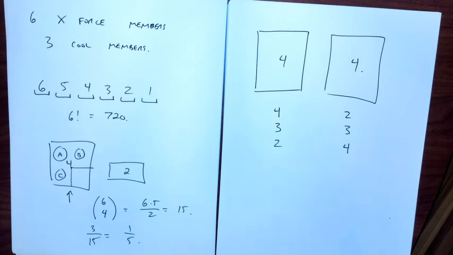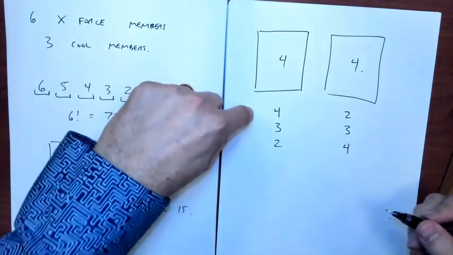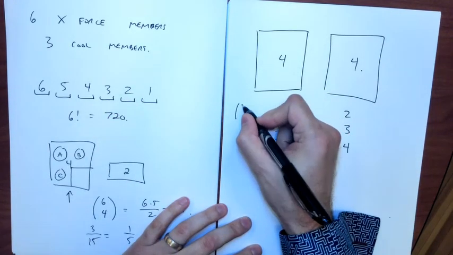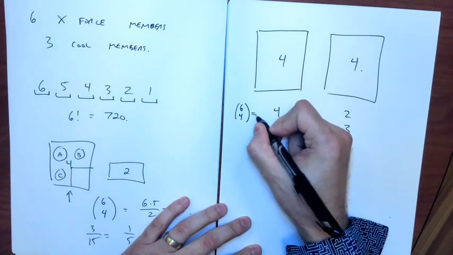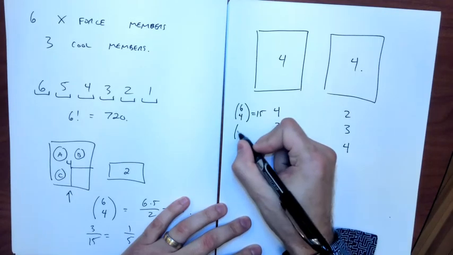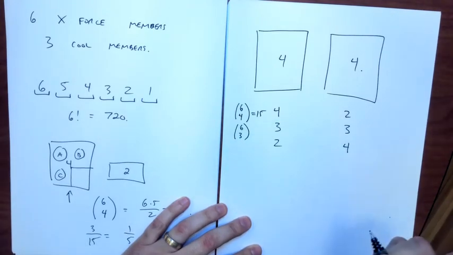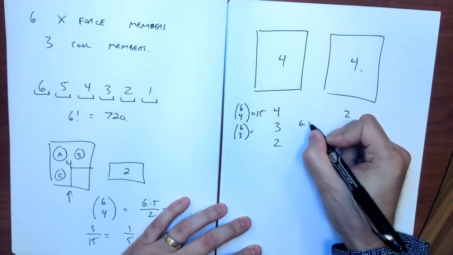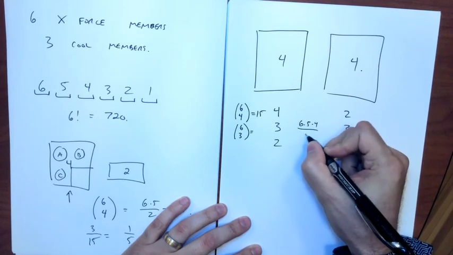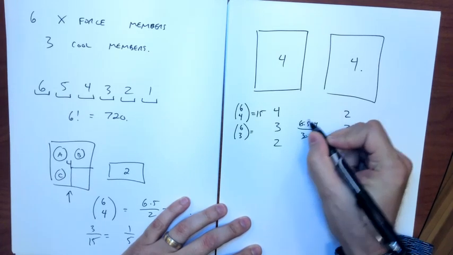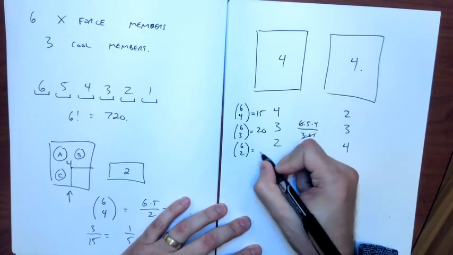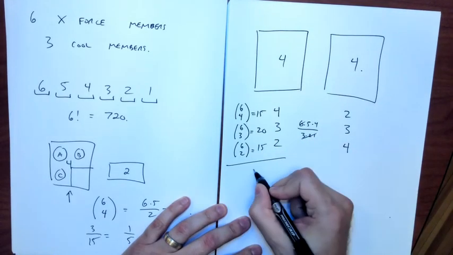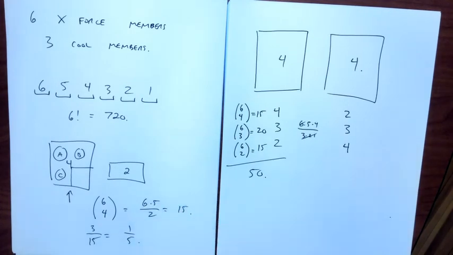So how many ways are there for each of these things to happen? Well, this one is 6 choose 4, and that's 15, which we just computed. This one is how many ways are there to choose 3 people from 6? 6 choose 3 is 6 times 5 times 4 over 3 times 2 times 1. So there are 20 ways for this to happen. And 6 choose 2 is the same as 6 choose 4, which is 15. So there are 50 overall ways that this can happen.